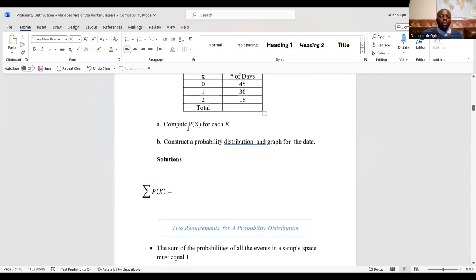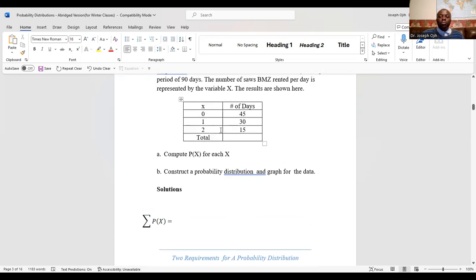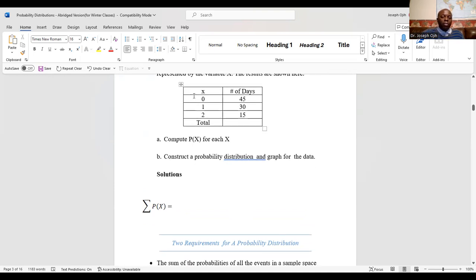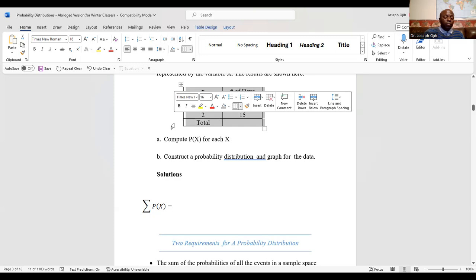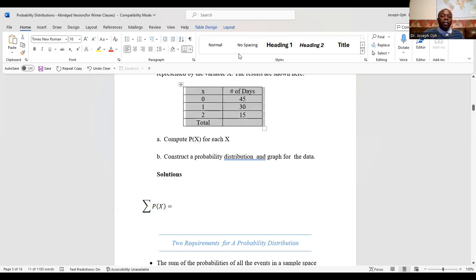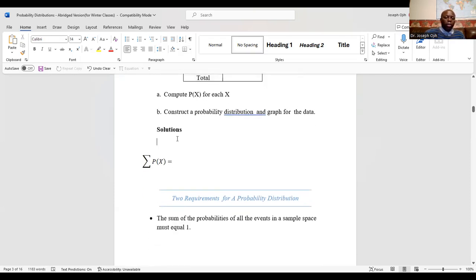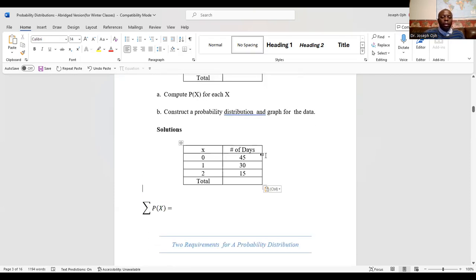The question says compute P(X) for each X. I mean, compute the probability distribution for all these outcomes here. And it says construct a probability distribution and graph the data. So to do this, we can make a table of this. We can make more tables like this. I'm going to copy this here, put it right here as the solution, and expand it.